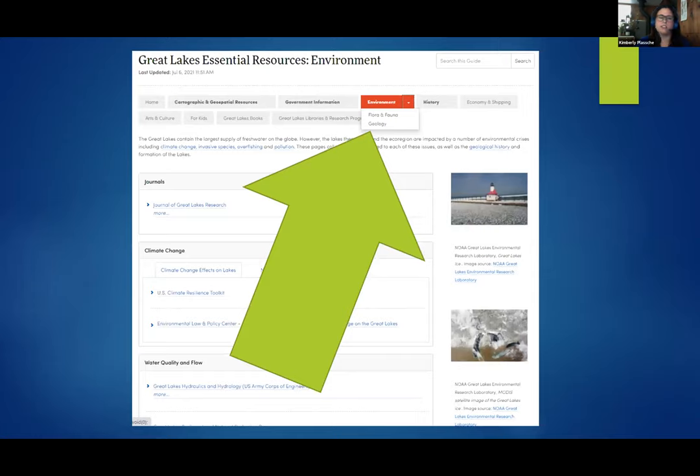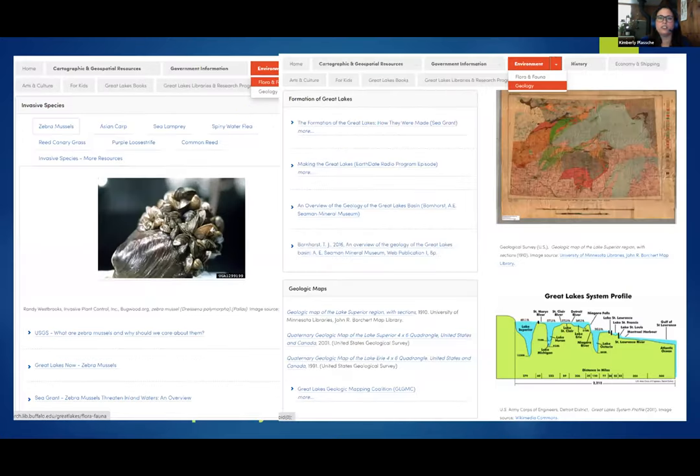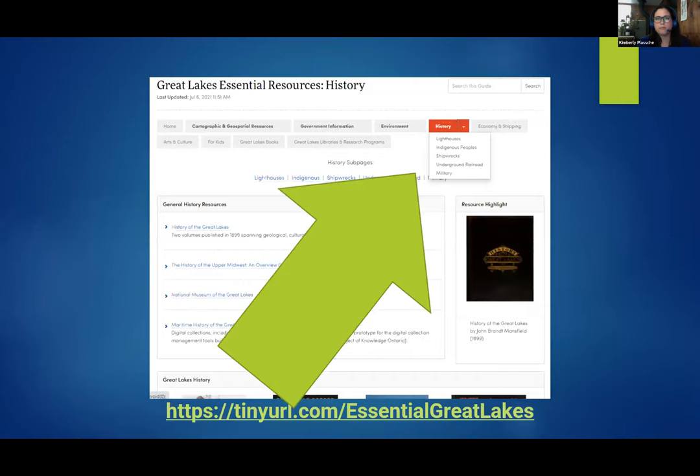Of course, we have pages for environment. The main page covers climate change, water quality, and overfishing, but we also have flora and fauna and geology. History, there is a lot to unpack with that, so it has the most subpages right now. The shipwrecks page is actually the favorite amongst our colleagues, so if you have any interest in shipwrecks, please do check that one.